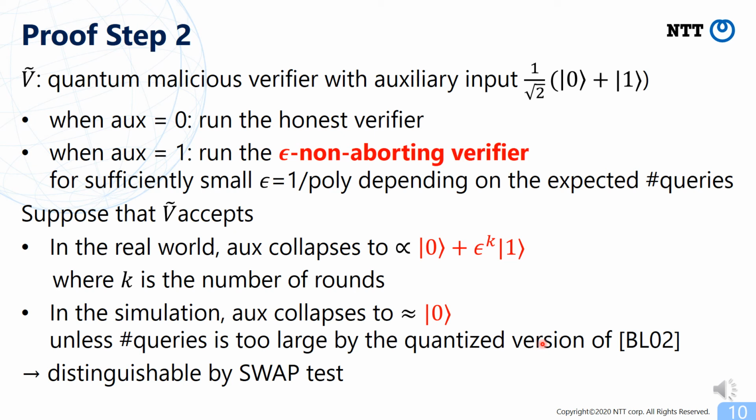And here I remark that epsilon is 1 over poly and k is a constant because that is the number of rounds, and we are considering constant round constructions. So epsilon to the k is also 1 over poly, and so the difference between these states can be noticed by swap test. This means that the distinguisher can distinguish the real world and simulation, which means that it breaks the zero knowledge. And this completes the proof of impossibility of the zero knowledge.